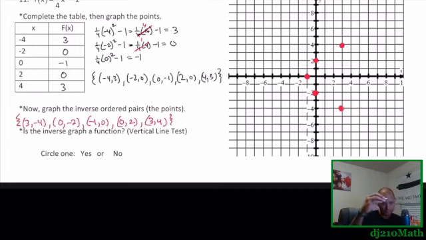So it kind of looks like a sideways C. So we want to use the vertical line test. I want to pass a vertical line through the points, and if the line touches more than once, then it's not a function. So right away, it fails the vertical line test because the line passed through 2 points. So not a function. Right away, not a function.